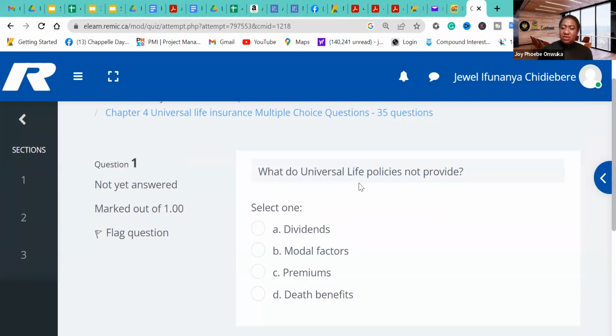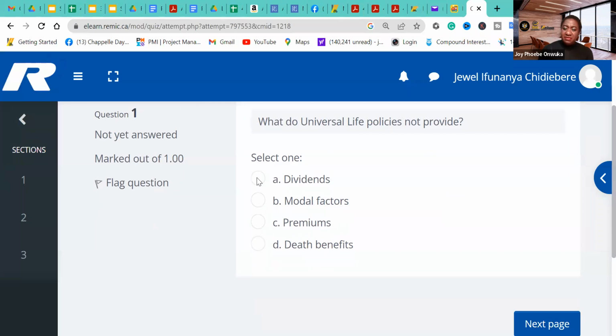All right. What do universal life policies not provide? Dividend, modal factor, premium, death benefit. Dividend. Okay. Next.